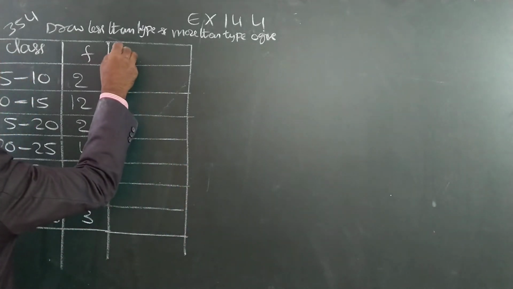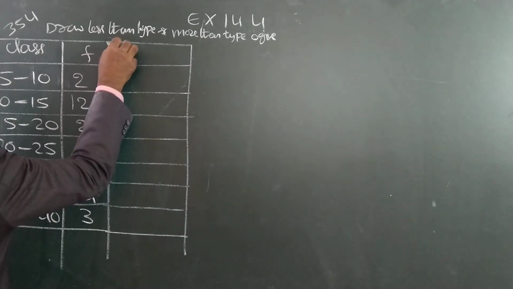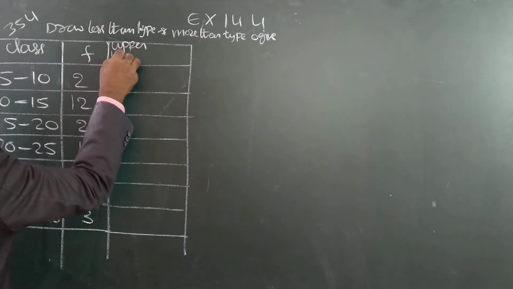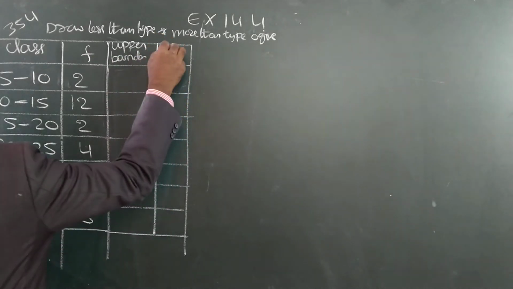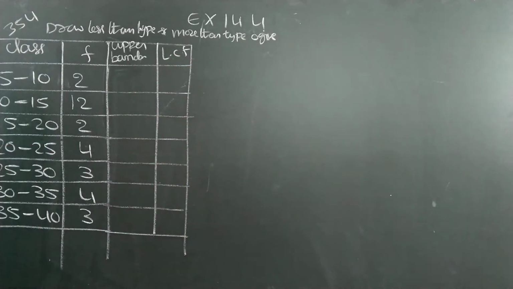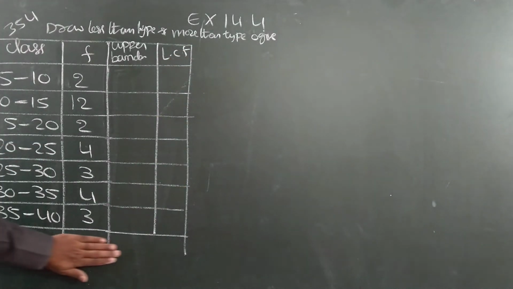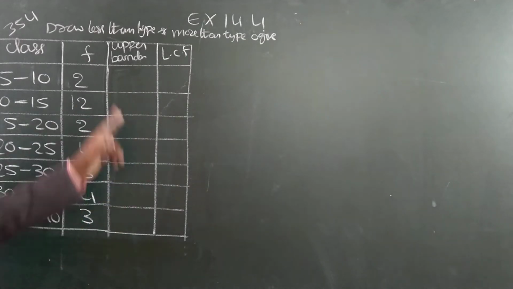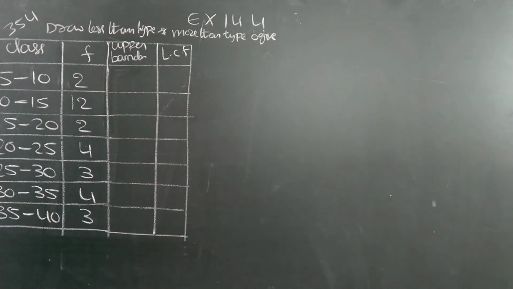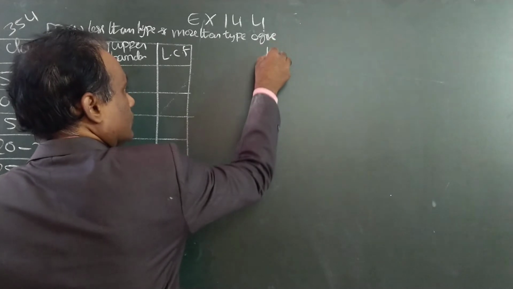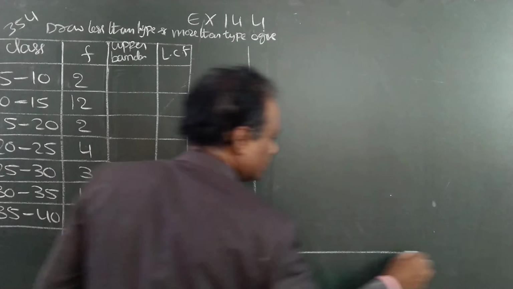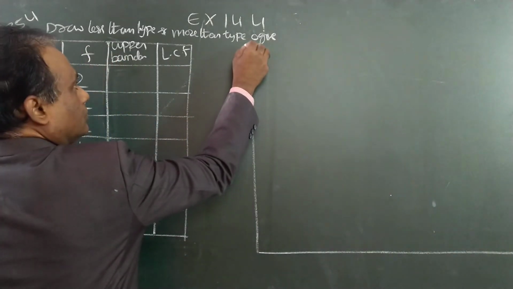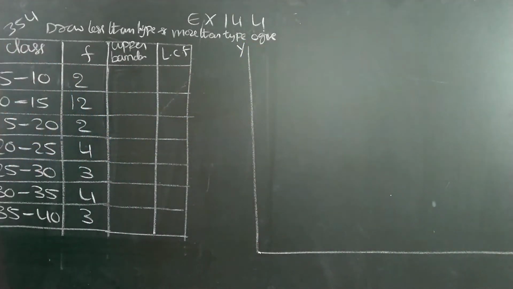Two more columns: one is upper boundaries, and the other is less than cumulative frequency. These two we have to prepare. One is upper boundaries and less than cumulative frequency.